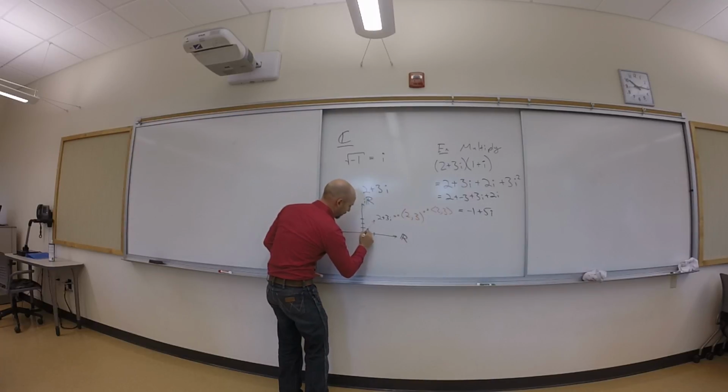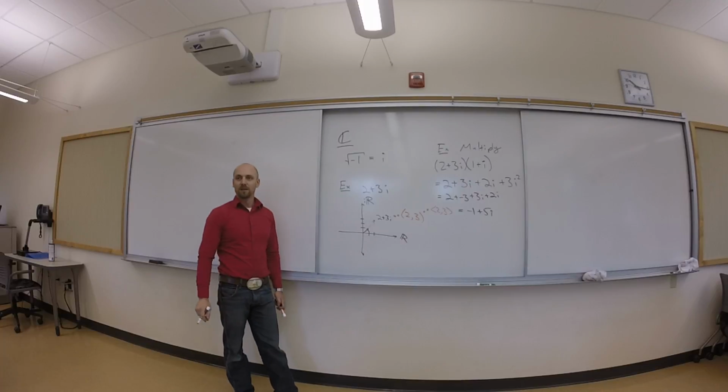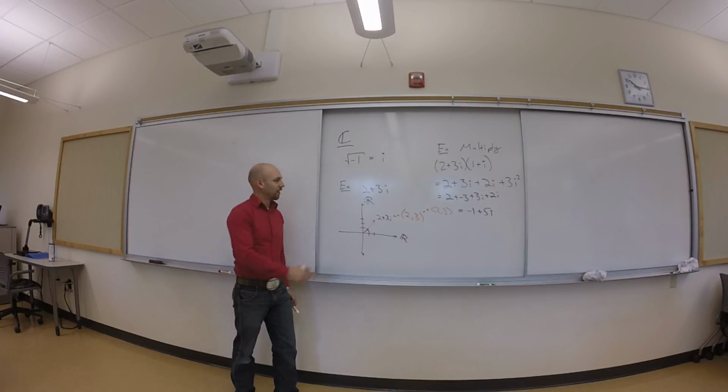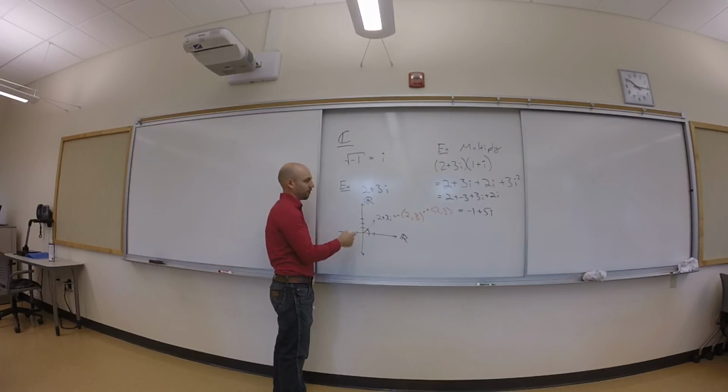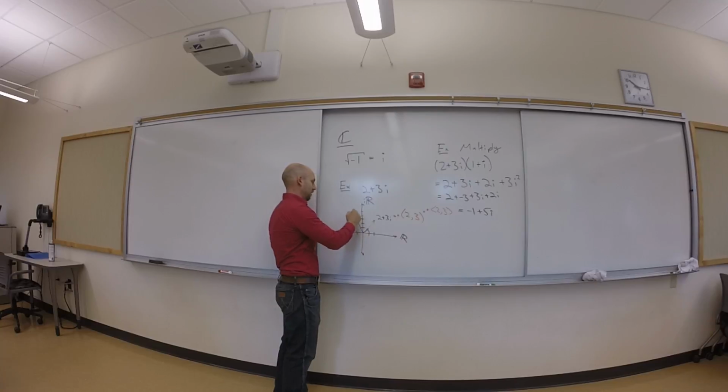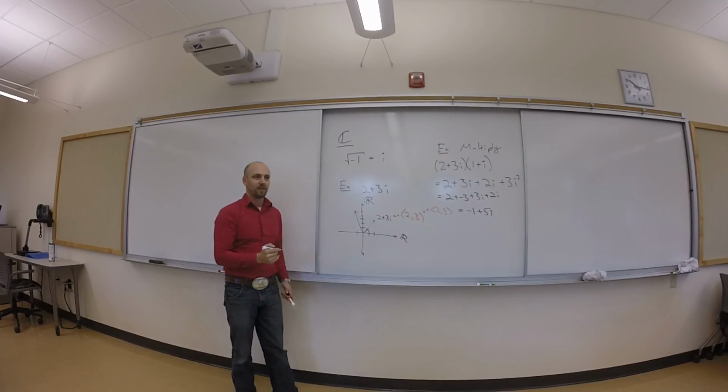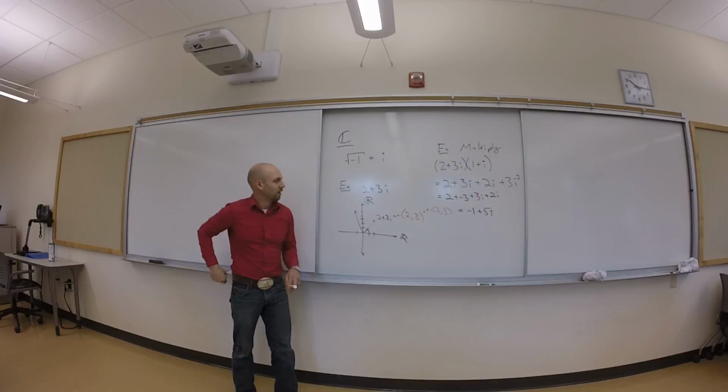So I took the vector 2 plus 3i and the vector 1 plus i, and somehow I multiplied those and I got the vector that's back 1, up 5. You guys see that? Where'd you get the negative 3 from?